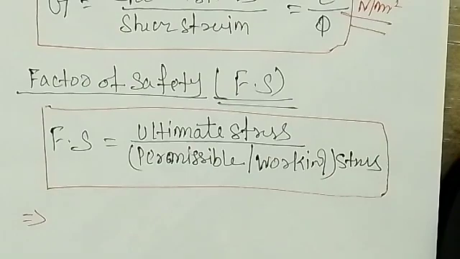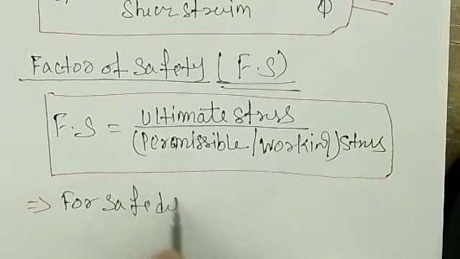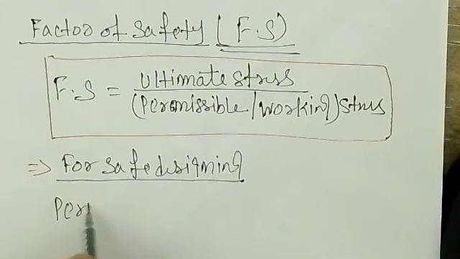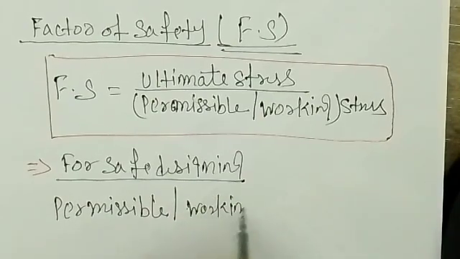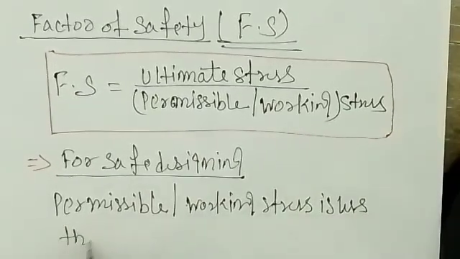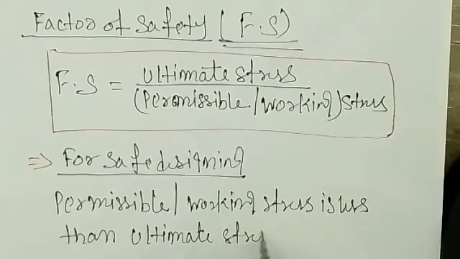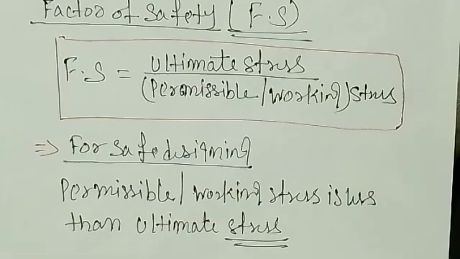So make a point that for safe design, whether you are designing for structural engineering or for your machine component, right? For safe designing, the permissible or working stress is less than the ultimate stress. It means that the ultimate stress should always dominate over the permissible stress. If your permissible stress is dominating over the ultimate stress, then the design is a failure. You have to redesign the machine component.